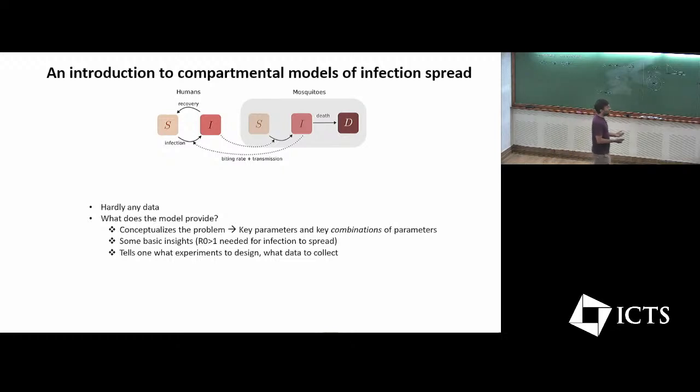So it tells you what kinds of experiments to design, what kind of data to collect. It tells you some basic insights. The fact that there is a threshold itself is a basic insight, which may go on to also apply to other kinds of models which are more complicated and more realistic. Okay? But of course, everyone is interested in predictions, right?